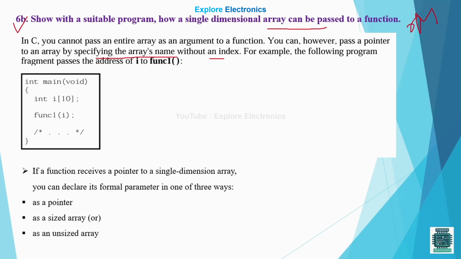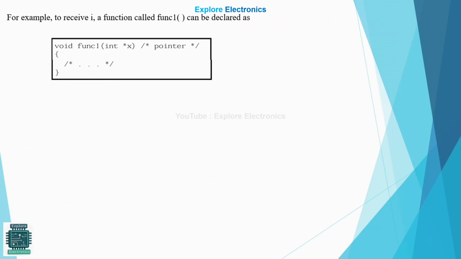Here is an example: in C, int i[n], function(i). If a function receives a pointer to a single dimensional array, you can declare its formal parameter in three ways. The first one is as a pointer, then as a sized array, and as an unsized array. Let us see one by one.